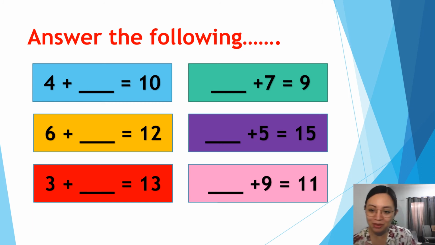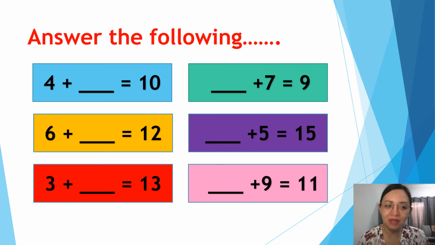Okay, did you able to finish your answers? Are you sure? Okay, so let's answer the following. Let's start with the first one. 4 plus blank is equal to 10. So what is the missing number? Okay, so you have to minus 4 to number 10, or 10 minus 4. What's the answer? Okay, the answer is 6.